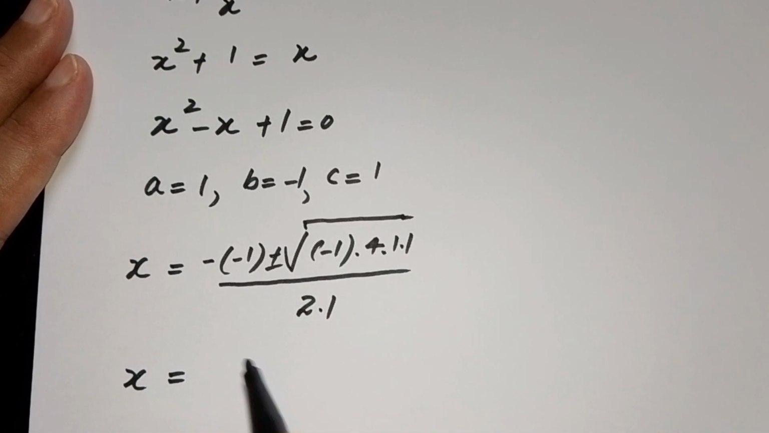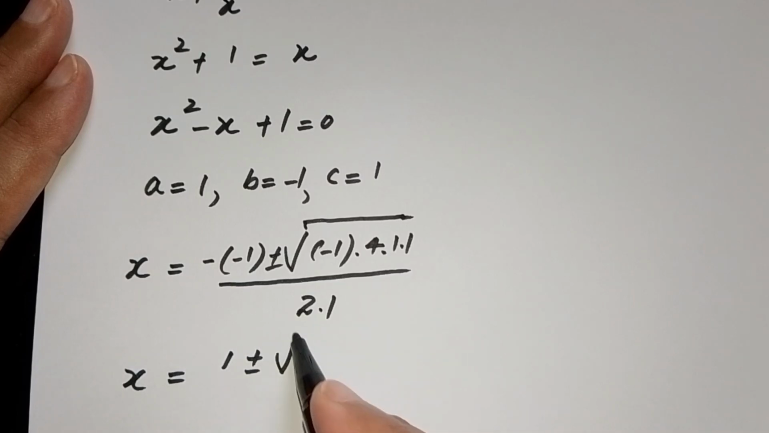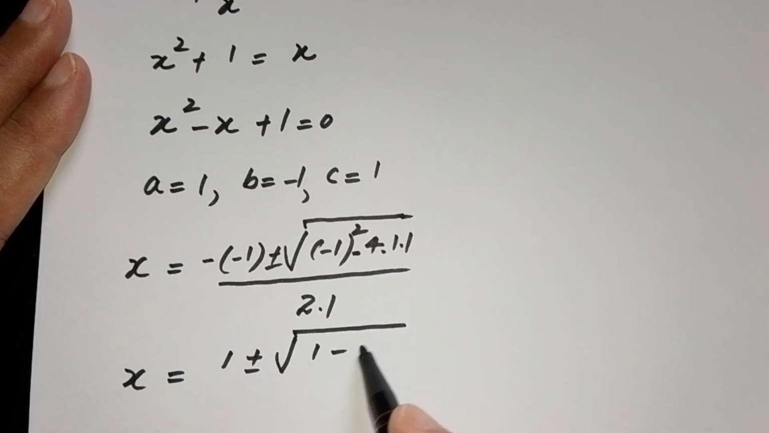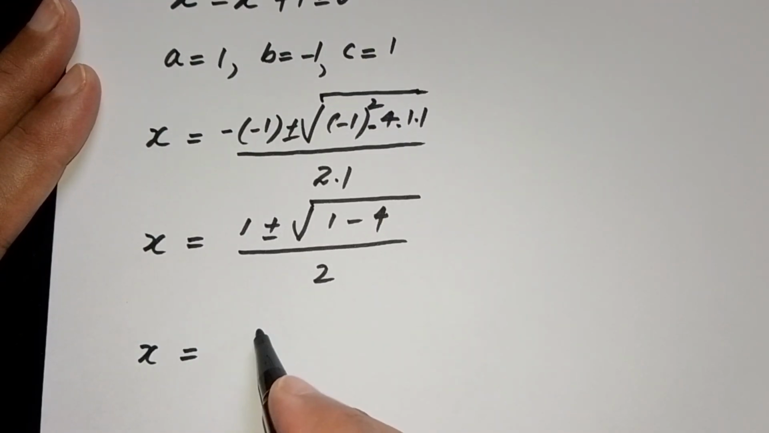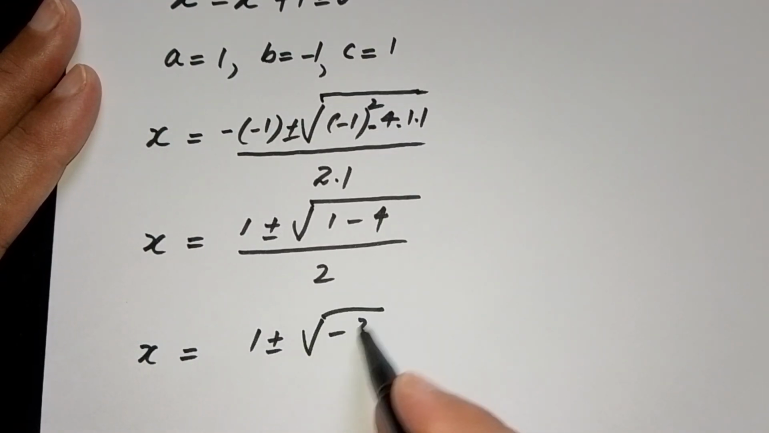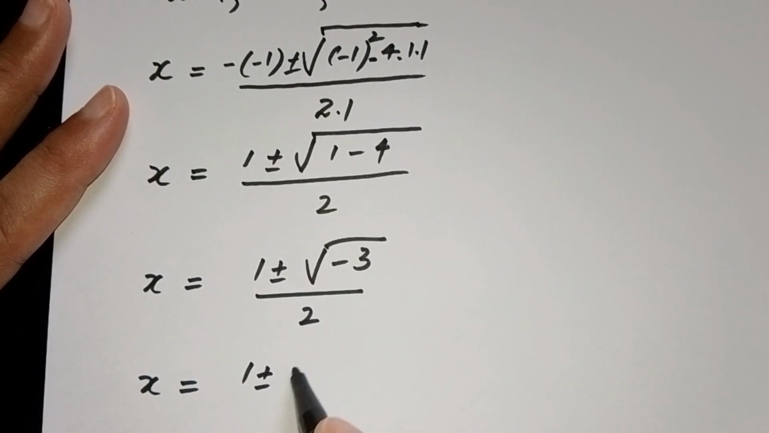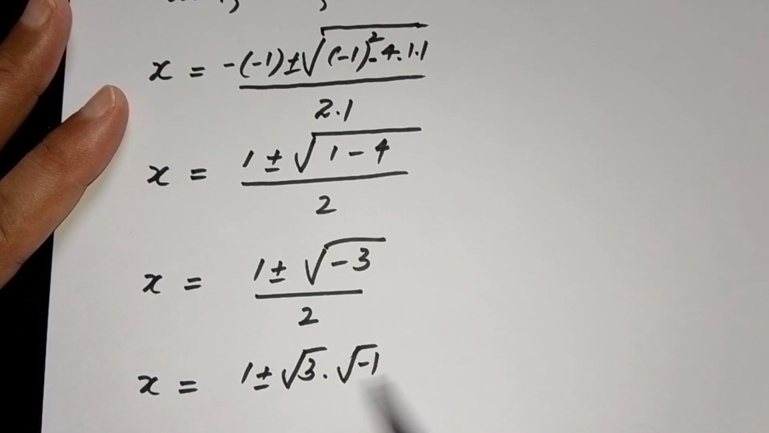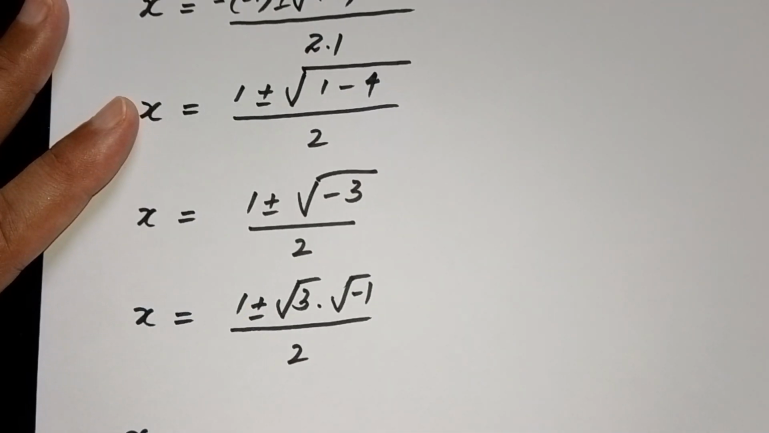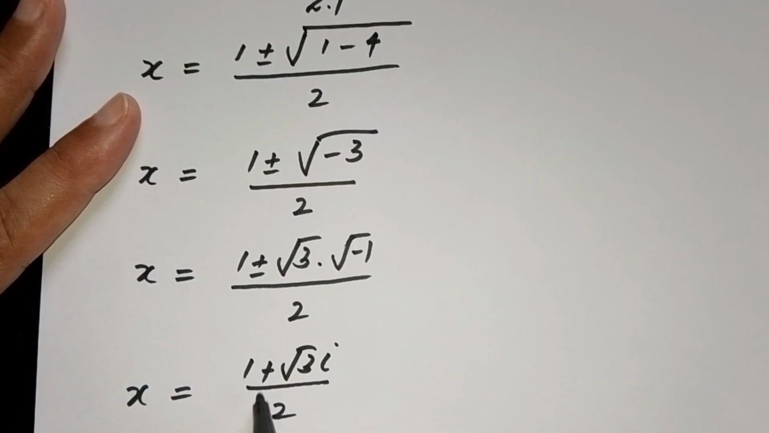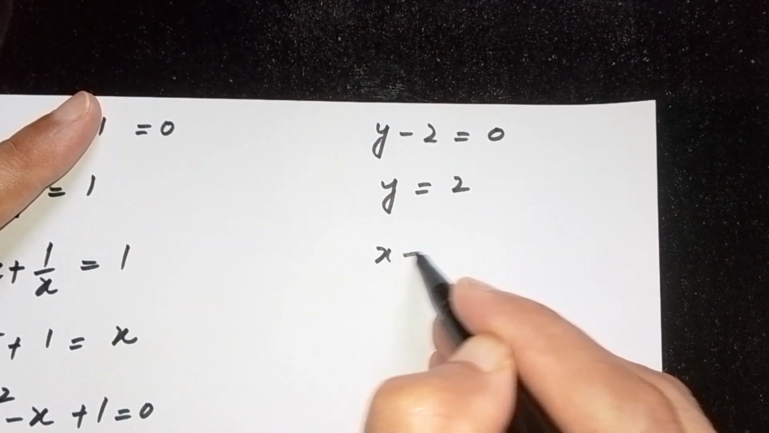So we have x is equal to 1 plus or minus the square root of, here we have minus 1 squared, which is 1, minus 4 times 1, which is 4, divided by 2. So x is equal to 1 plus or minus the square root of 1 minus 4, which is minus 3, over 2. We can write minus 3 as the product of minus 1 and 3. So x is equal to 1 plus or minus square root 3 i over 2, because the square root of minus 1 is equal to i.